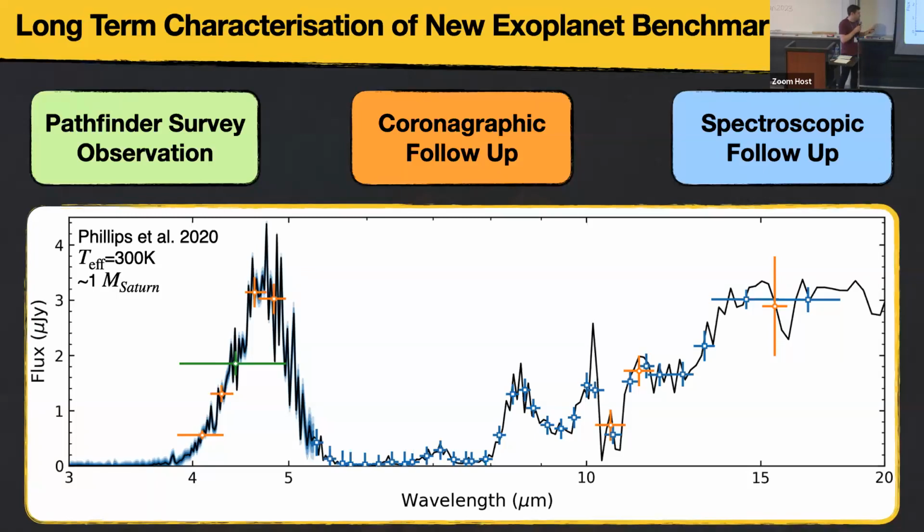This example I show here is simulated predictions for a 300 Kelvin Saturn mass planet. That's something that's like an early analog to our own Saturn, as if it was when it was born at about 10 million years. So characterizing these atmospheres is going to give us something that we haven't had before with transits or imaging. So I think it's going to be a really exciting opportunity.